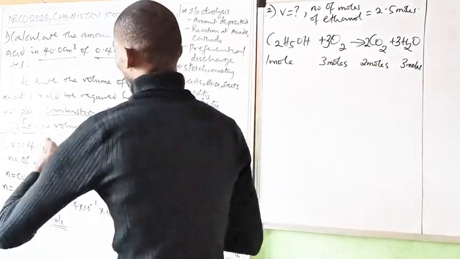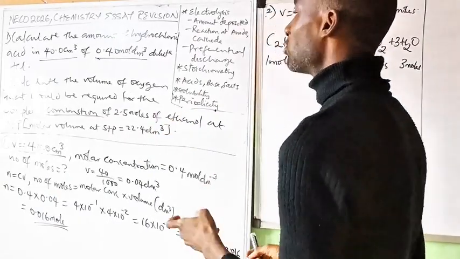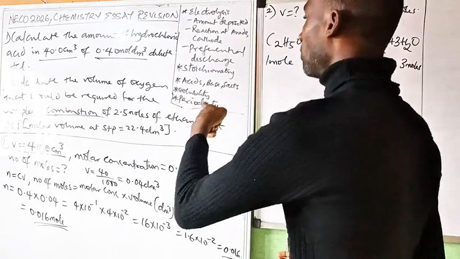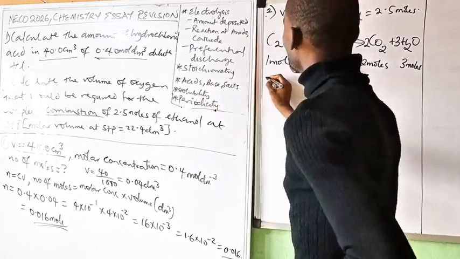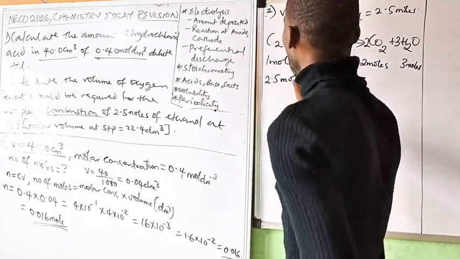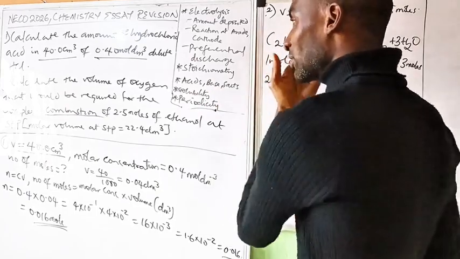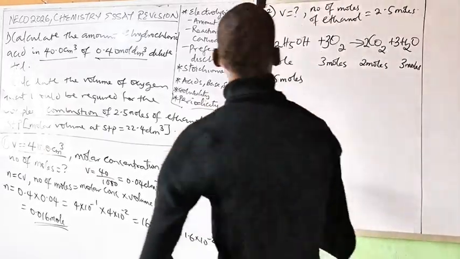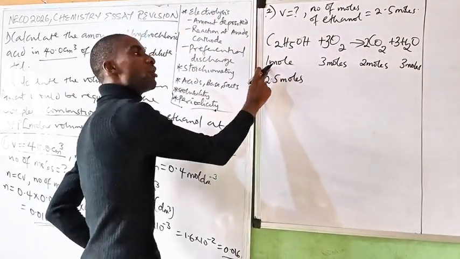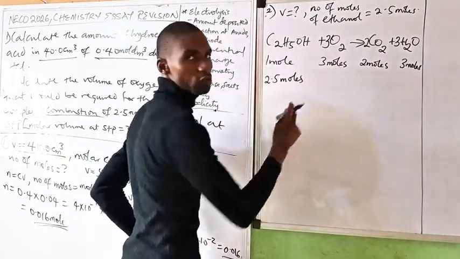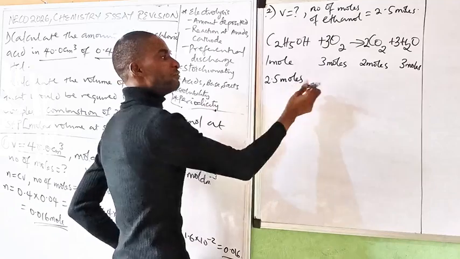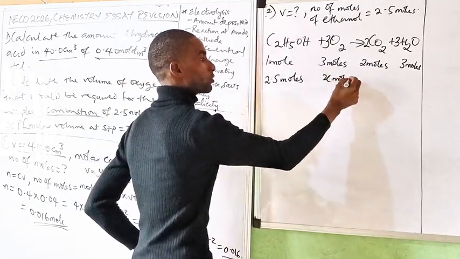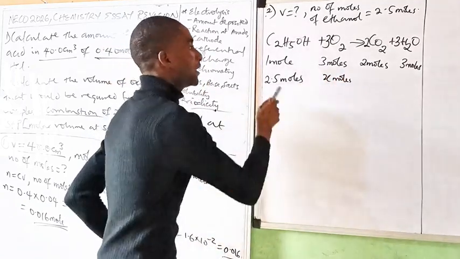But the question says calculate the volume of oxygen that will be required for the complete combustion of 2.5 moles. So we have 2.5 moles of ethanol. They are asking us the volume of oxygen. So this amount of oxygen. So from this balanced equation, 1 mole of this requires 3 moles of oxygen. So my 2.5 moles is going to require x moles. So how do we do that? Look at it again.